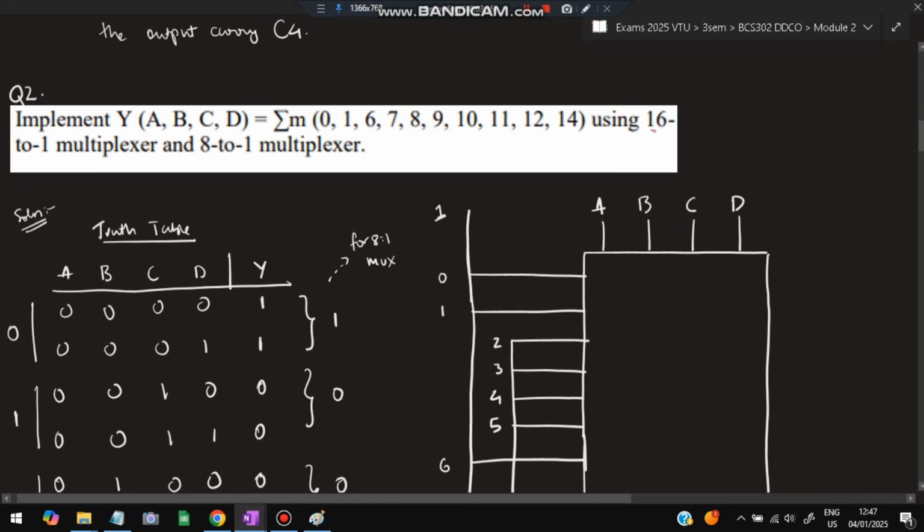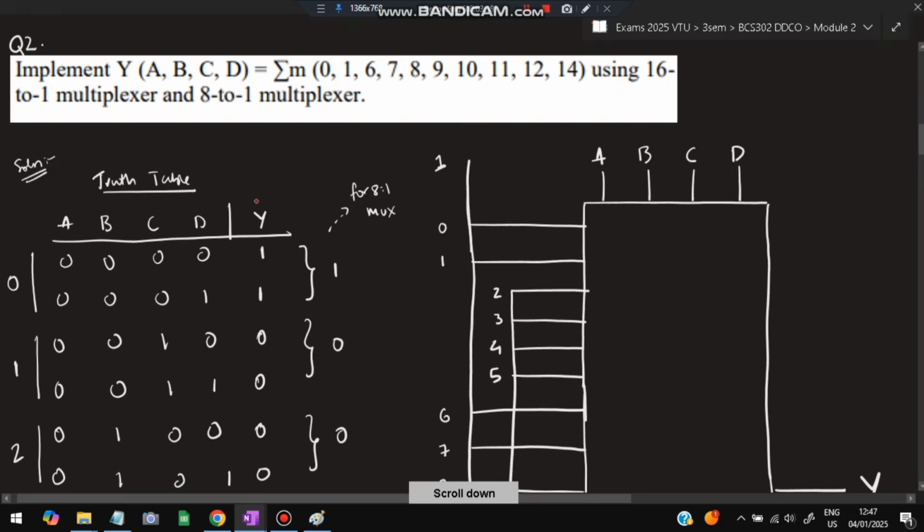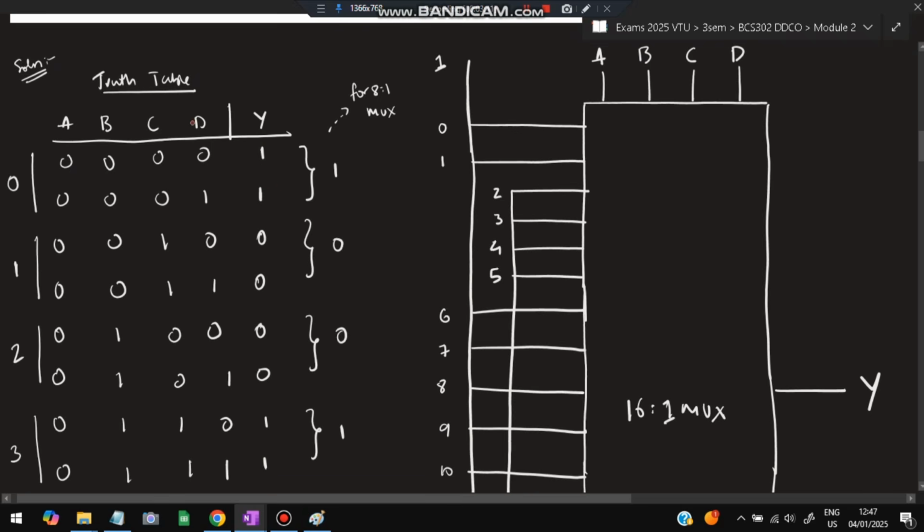See, first they have asked about the 16 is to 1 multiplexer. Okay, so all you have to do is make the truth table. First you will make the truth table. ABCD you have written here, and this is the output Y.